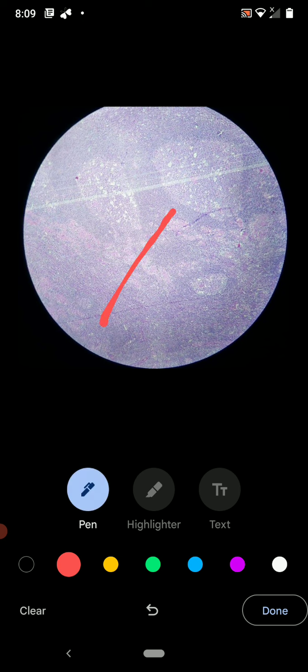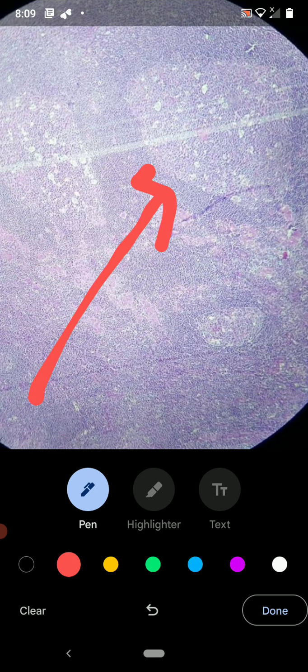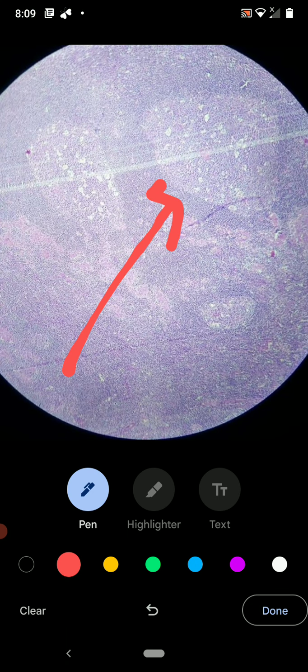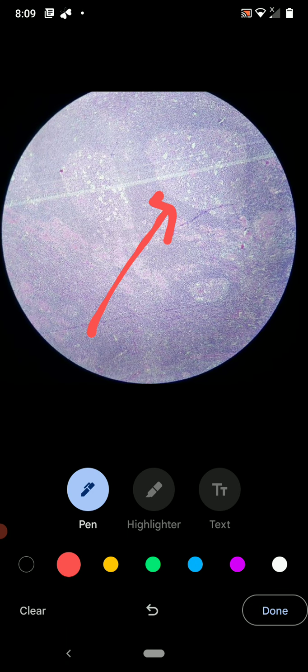These outer darker naive B lymphocytes are terminally differentiated B lymphocytes. Since they are terminally differentiated, they have got a condensed chromatin because their chromatin is inactive, so they appear dark blue. Now let us focus at the central area of germinal center.